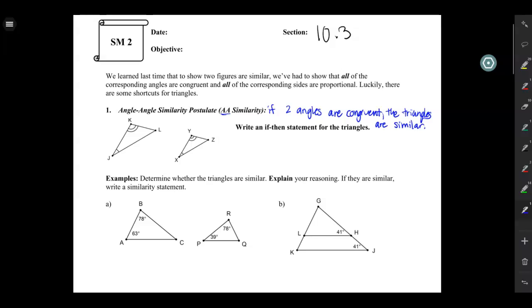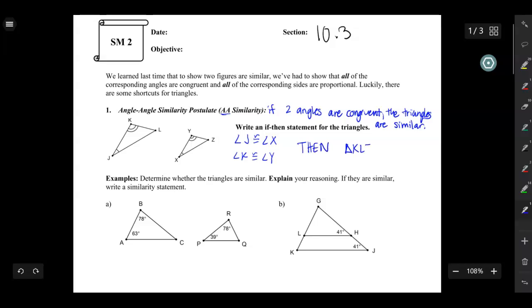So let's take a look at this example. We have two triangles, KLJ and YZX. And based on the notation in the pictures, we can say that angle J is congruent to angle X, and angle K is congruent to angle Y. So because we have two angles in two different triangles that are congruent to each other, we can say, since that's true, then triangle KLJ is similar to triangle YZX.